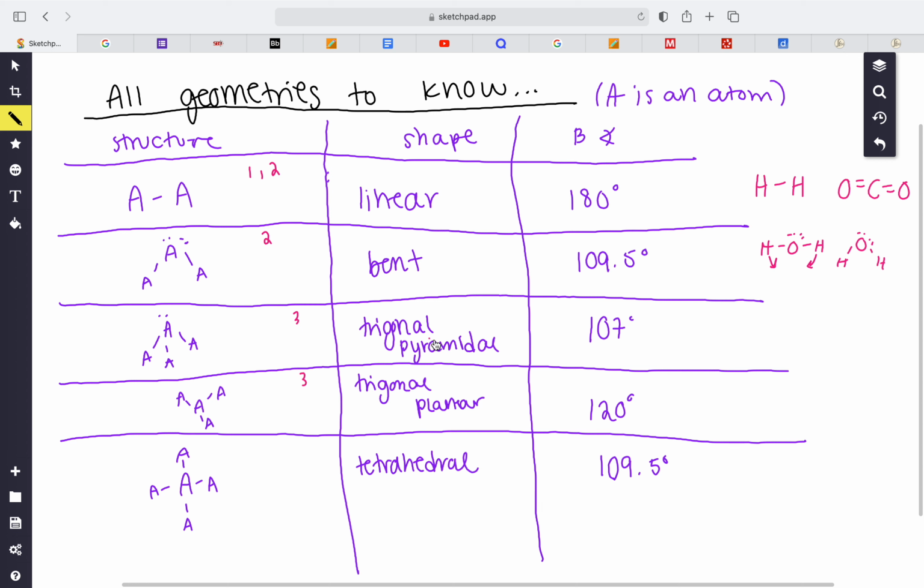And then with trigonal pyramidal, because there's that lone pair of electrons, what's going to happen is that those 3 atoms attached to the central atom are going to be bent, right? And the only way that it can bend is a way in which it looks like a pyramid, and that's why we call it trigonal pyramidal. And then tetrahedral, pretty simple.